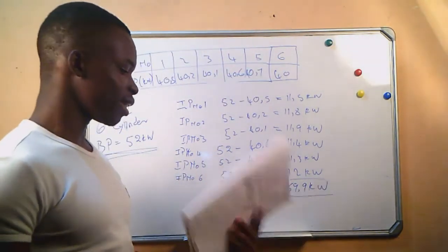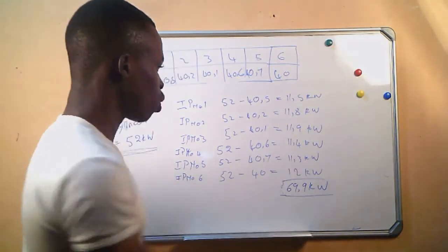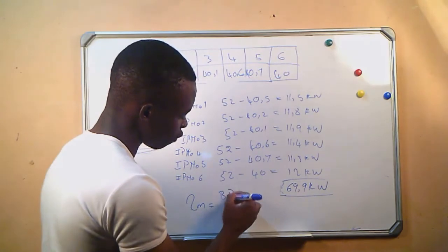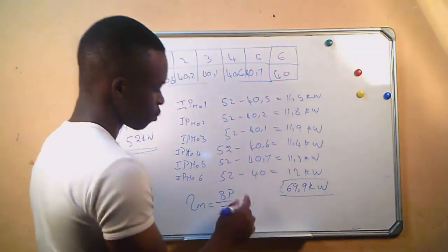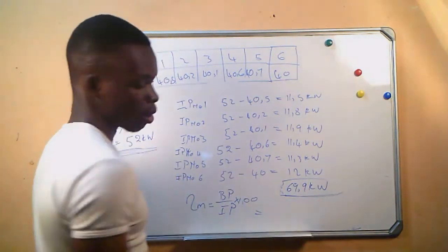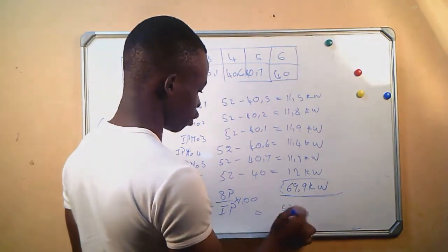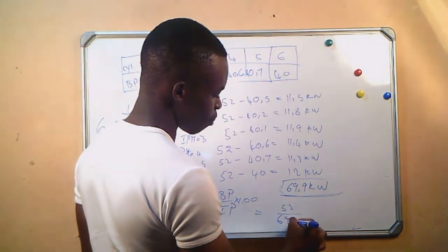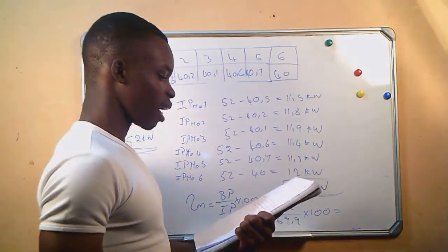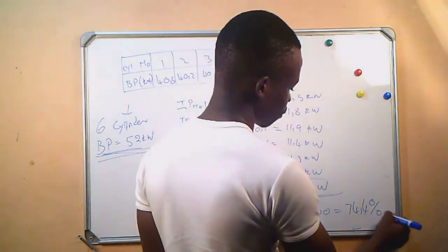The next question, they said, calculate the mechanical efficiency. We know mechanical efficiency is given by the brake power divided by the indicated power times 100. We have the brake power, we have the indicated power. From here, we just substitute: 52 divided by 69.9 times 100, which will give us a mechanical efficiency of 74.4%.